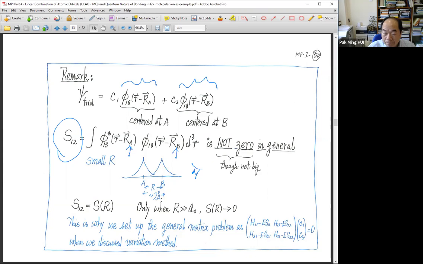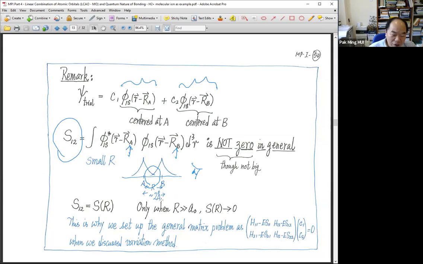Get it? Don't think about that they are orthogonal or anything. They belong to two different atoms. That is the formal statement. However, you also see that the overlap range is tiny. Therefore, even though they formally are not zero, they are not going to be big.